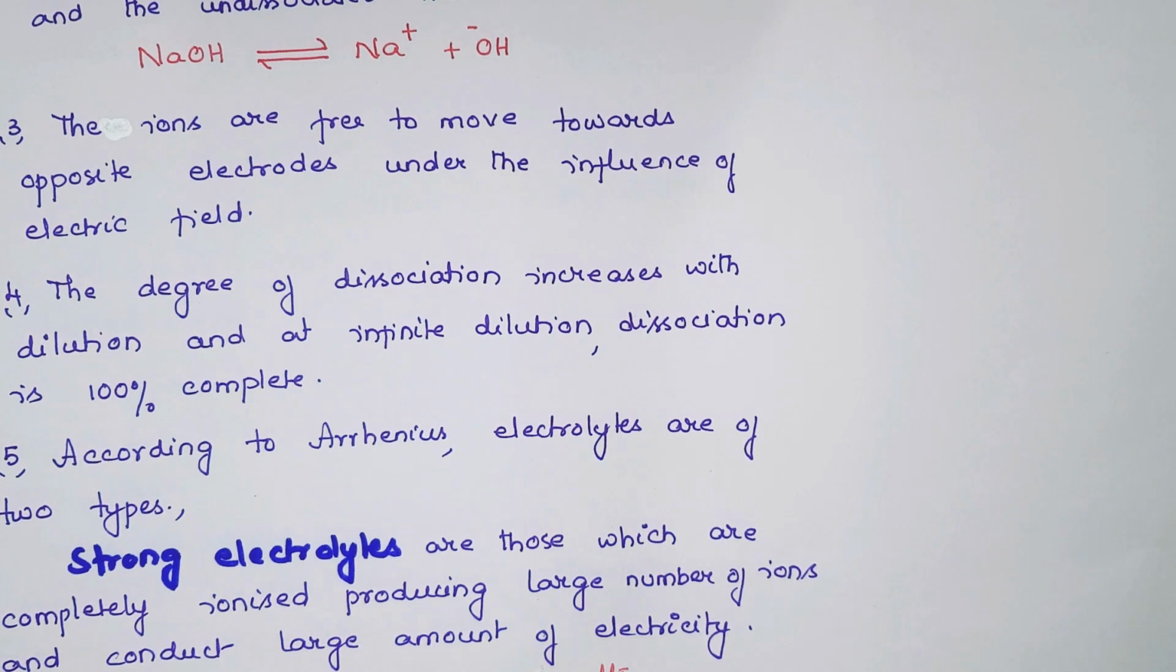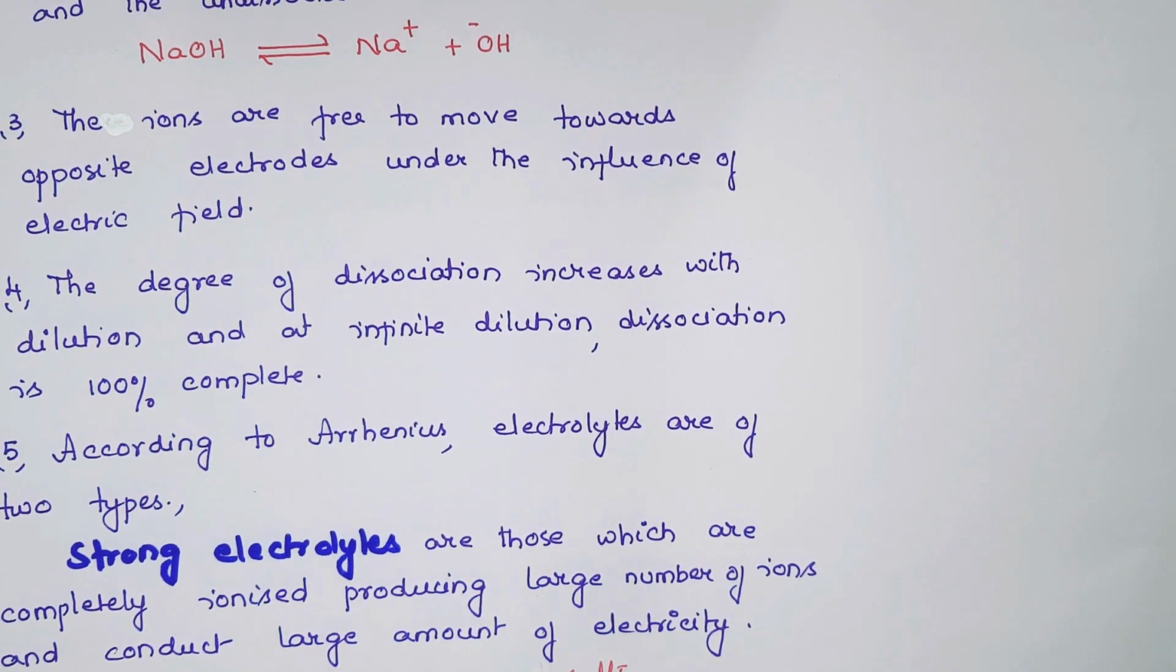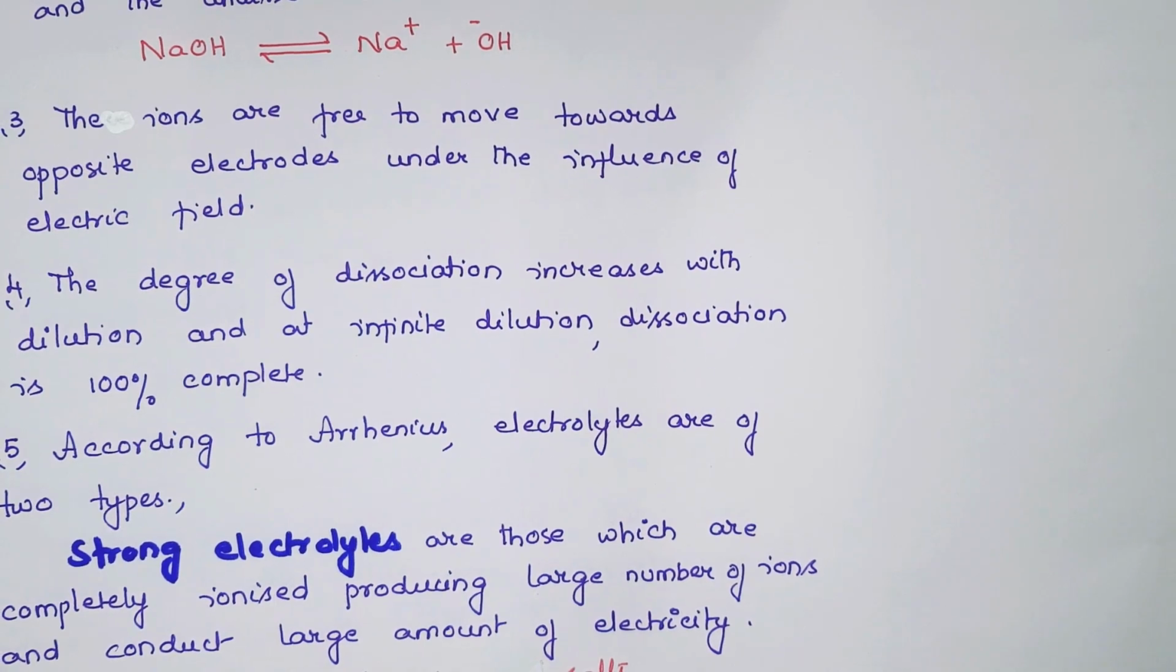Very easy to understand now, students, and this topic is also highly interesting. So the fourth one: the degree of dissociation increases with dilution. That means there is a direct proportion between degree of dissociation and dilution. At infinite dilution, dissociation is 100% complete, we can say.